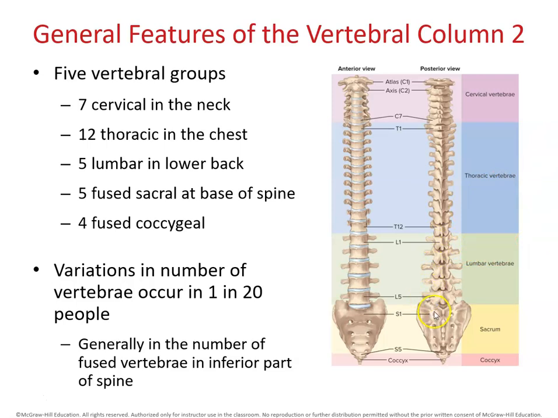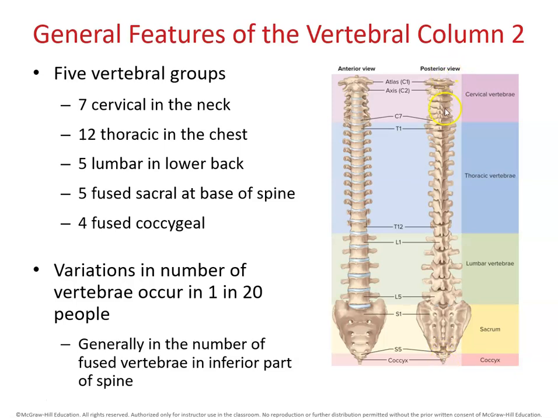Then we have 5 fused sacral vertebrae. See, they're fused together here. They make this kind of complex that's going to articulate with the pelvis. And then we have 4 fused coccygeal or coccyx vertebrae. And these are your tailbone. They're the remnants of tails.